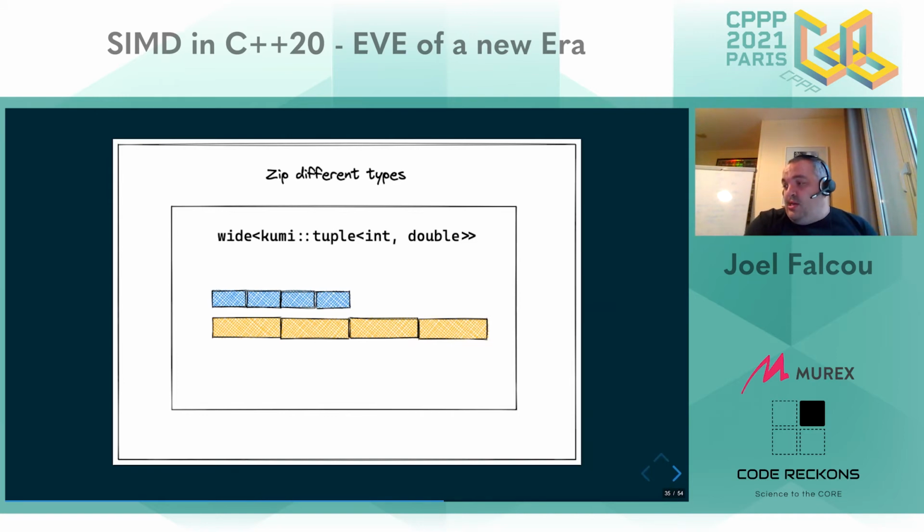And we do so to actually take advantage of all the inlining we are doing. And so the cardinal, the number of lanes of a wide of tuple, is dependent on the cardinal of the biggest types, the ones with the smallest number of lanes. So this is all taken into account, and all operations know how to handle that.